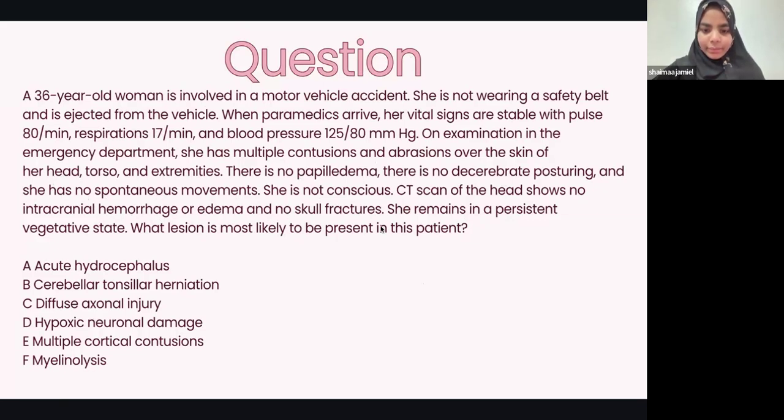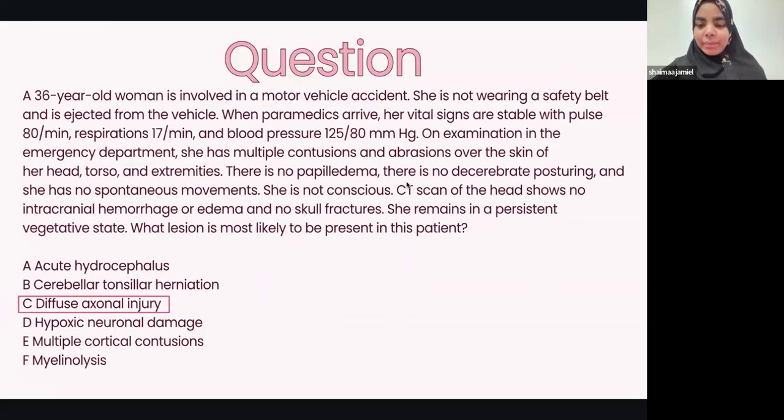Okay. Anyone else would like to also answer? Okay, so the answer is actually C, diffuse axonal injury. So let's look at this. She was involved in a motor vehicle accident. What is a motor vehicle accident? Acceleration, deceleration. What does acceleration, deceleration cause? Diffuse axonal injury. So that's number one.